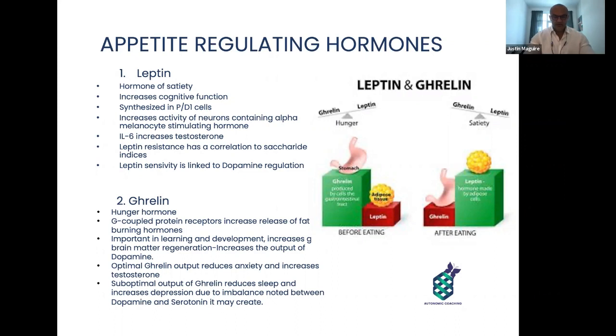Suboptimal output of ghrelin reduces sleep and increases depression due to the imbalance noted between the dopamine and serotonin it may create. Okay, so we really need to consider exactly how much ghrelin we are releasing.